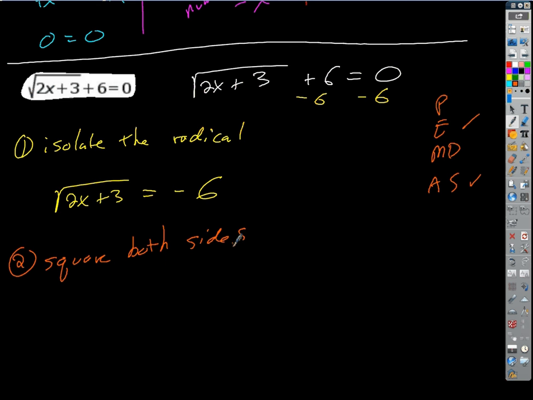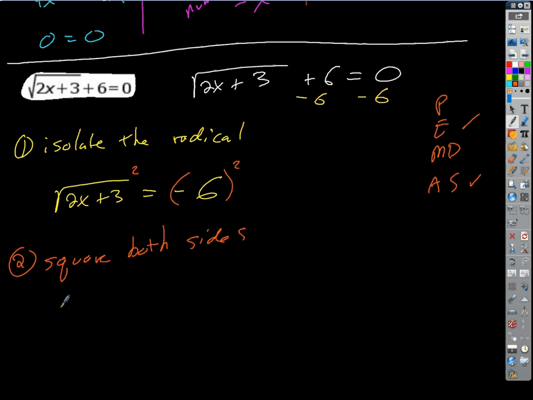Square both sides. What if it was a cube root? What would I do to both sides then? Cube both sides, right? But we're going to be working with square roots. So if I square both sides, what does that give me on the left if I square a square root? Just cancels the square root, right?